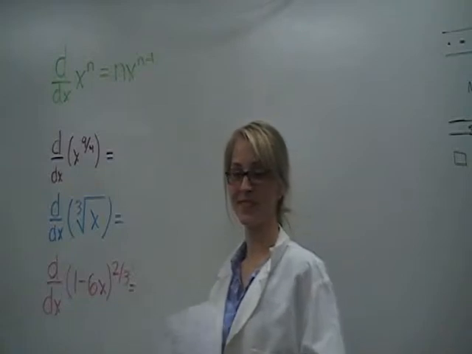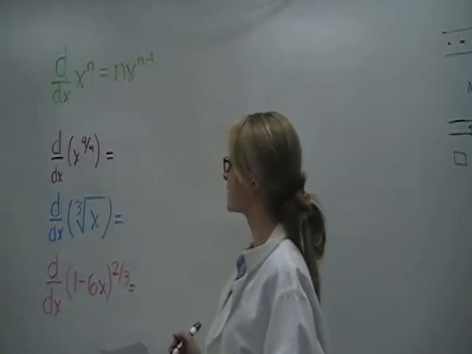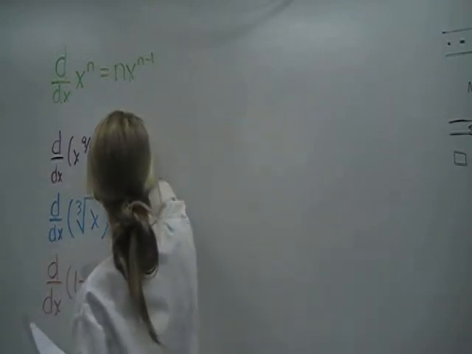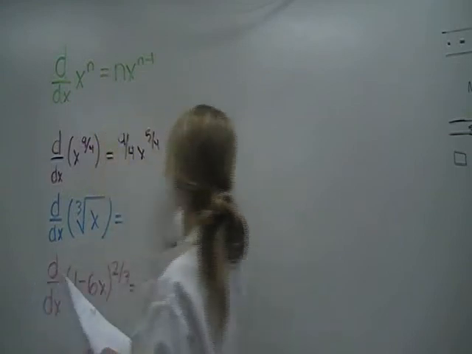The power rule is used to easily find the derivative of a power function. Let's find the derivative of a basic power function, x to the 9/4, using the formula above in green.